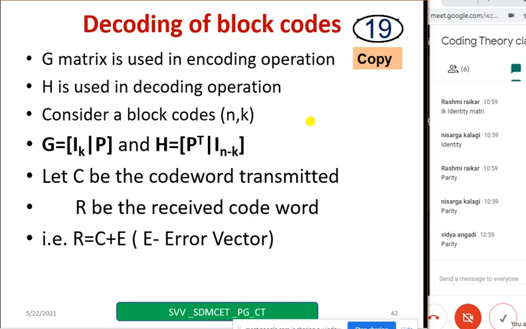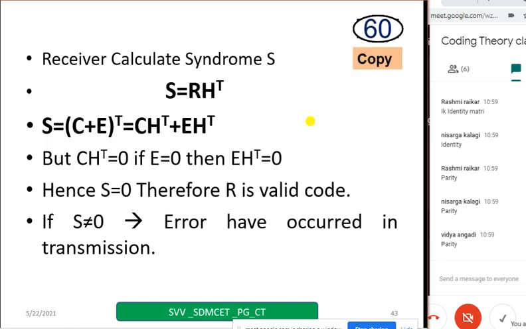Now at the receiver side, what do I do? I calculate the syndrome. What is the syndrome, sir? Simply received R into H transpose I do. Because I'm not doing C plus E. I don't know whether E is there or not, whether some error is there or not. R into H transpose I do, and I'll calculate S. If R is C only, then it will become 0.